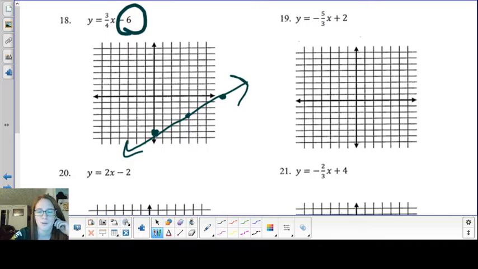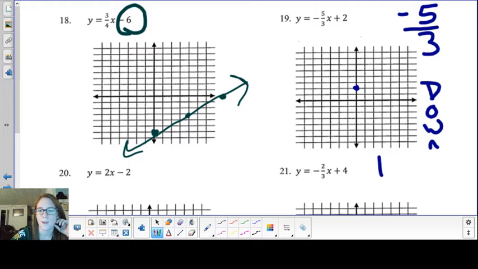All right, last one I'm doing with you. We're going to start up 2. Now, this is negative. So if it's -5 over 3, we're going to go down, then right. So we're going to go down 5, 1, 2, 3, 4, 5, to the right 3, 1, 2, 3. Down 5, to the right 3. Then we're going to connect our dots.